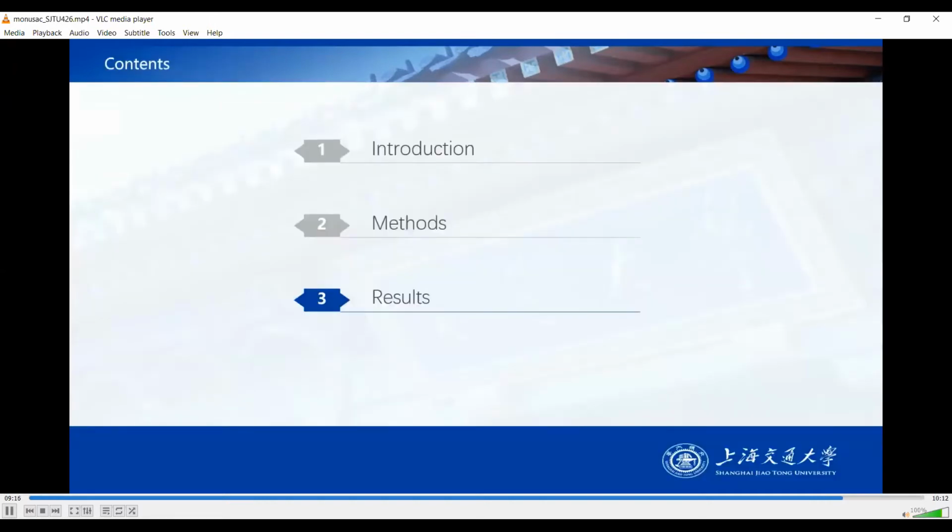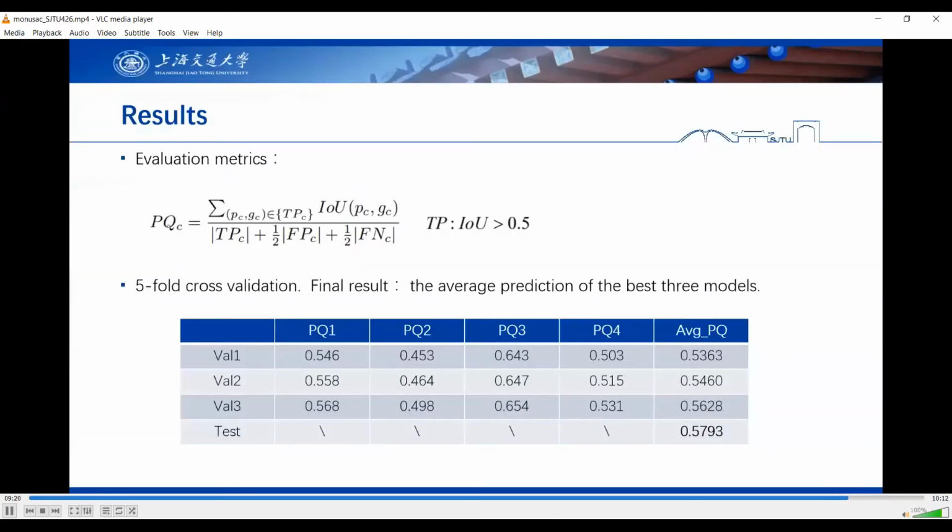The last part is the experiment results. The metric adopted for evaluating our performance is weighted average of the class-specific panoptic quality. If the IOU of predicted nucleus and the ground truth nucleus is strictly greater than 0.5, the predicted nucleus is classified as true positives.